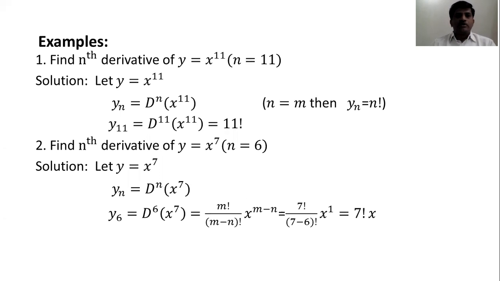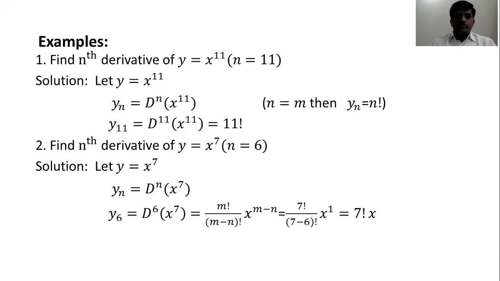Related examples. Find nth derivative of y is equal to x to the power of 11. Take n is equal to 11. Let y is equal to x power 11, then yn is equal to d power n of x power 11. Take n is equal to 11, then 11th derivative. See that if n and m are same, then yn reduces to n factorial. Here n is what here? 11 factorial. So nth derivative of the given function is 11 factorial.